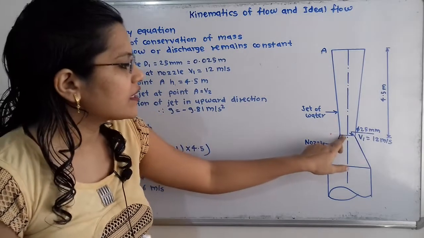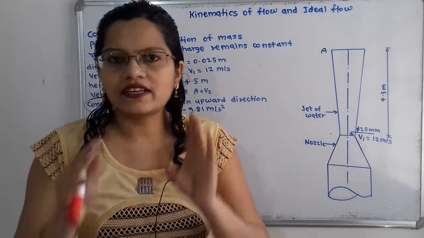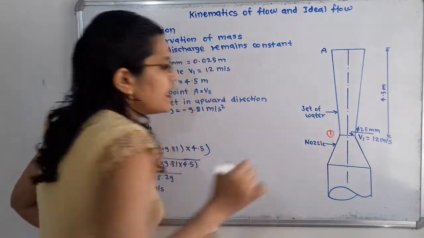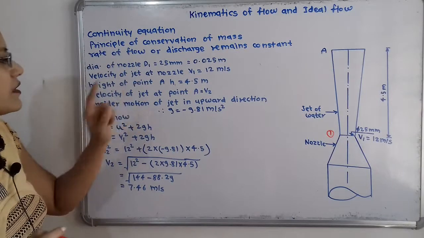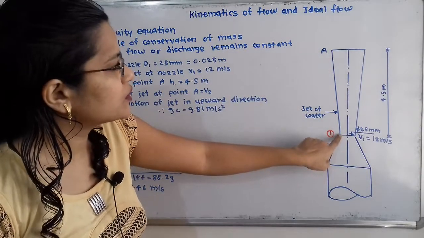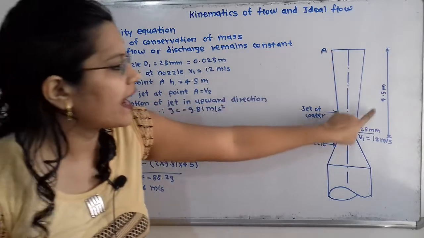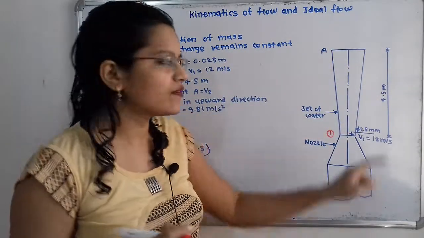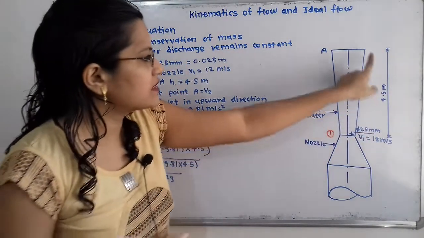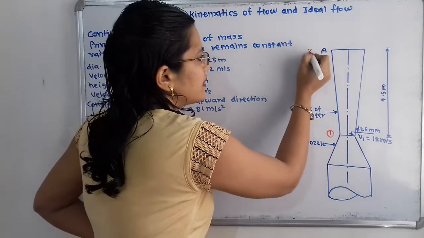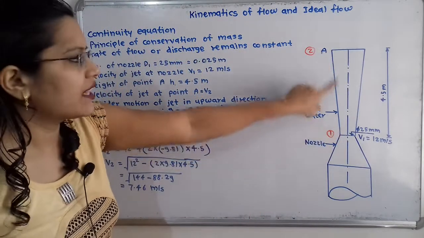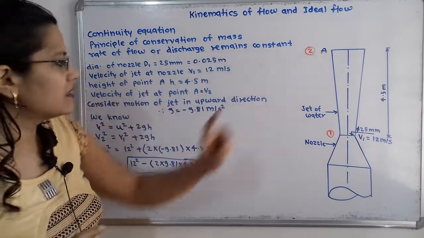Now here, that is the start point of the jet, that is at the nozzle. So I will consider this as point 1, and the height of point A is given, that is the jet is moving from point 1 to point A at a height of 4.5 meter. So we will say here h is equal to 4.5 meter, and after this height this point A will be point 2. So this is the initial point of the jet and this is the final point of the jet.